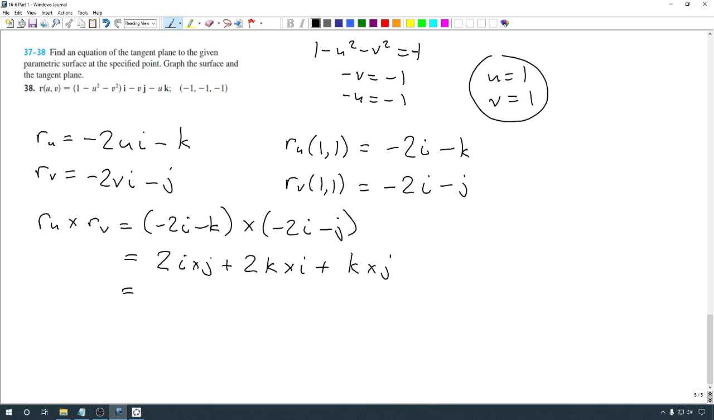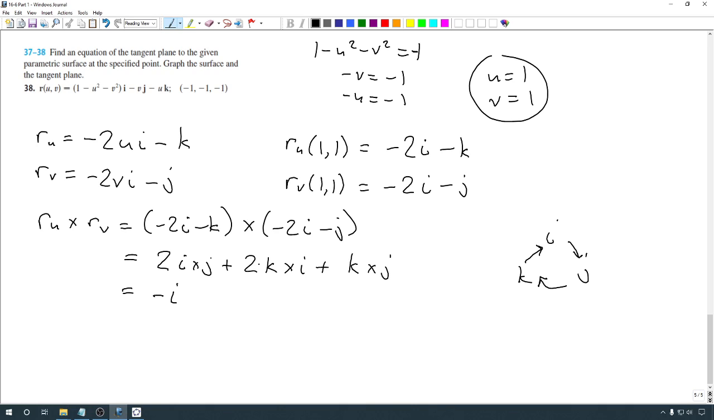Well, I'm going to start with the k crossed with j. K crossed with j is actually a negative i. So if you remember the circle for this, if we're following the arrows here, we get a positive version of what's next. If we go backwards, we get a negative version of it. So if we go from k to j, we end up going backwards to i, so we get a negative i.